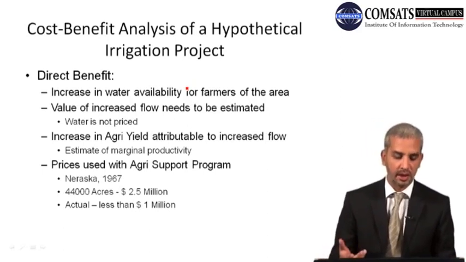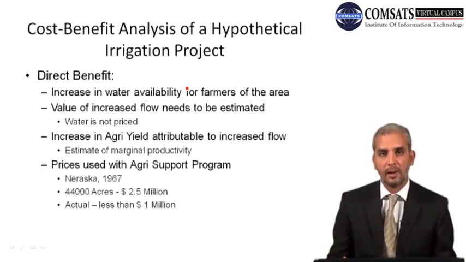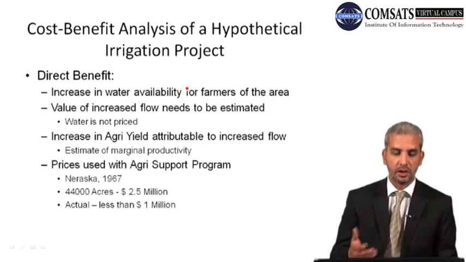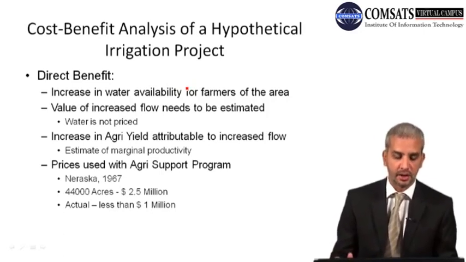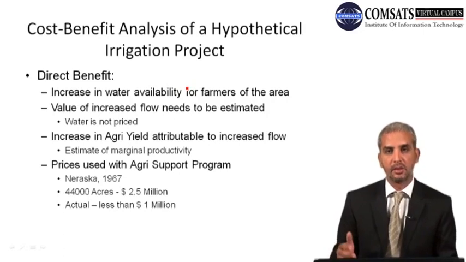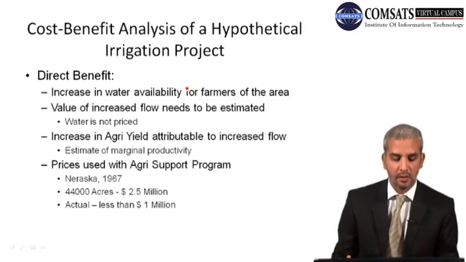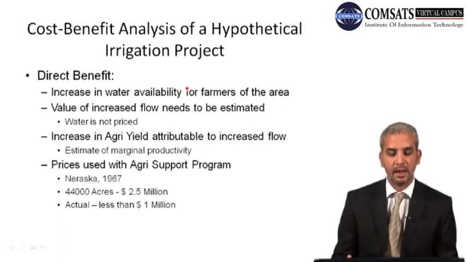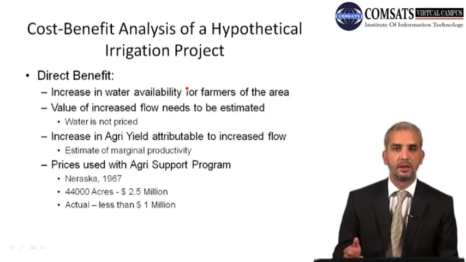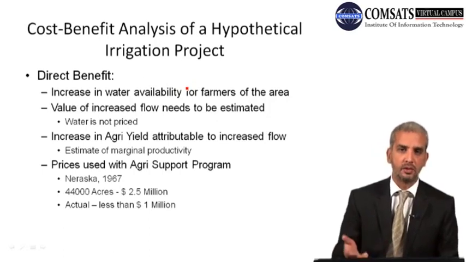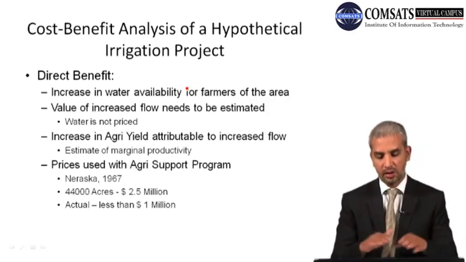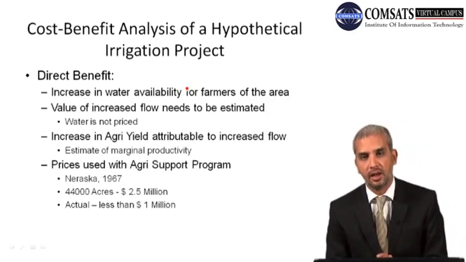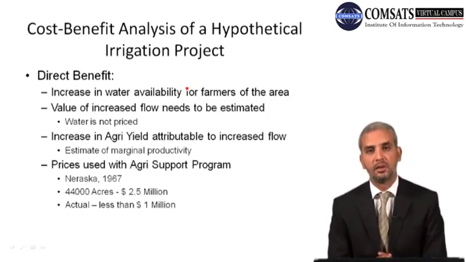So similar sort of process, as I said, was conducted in the USA, in the state of Nebraska, in 1967. Now they took up that project for 44,000 acres, and they estimated the net benefits, and they estimated the benefits to be $2.5 million in those times. Now there was a mistake in this scenario actually. That's why I'm quoting that example over here.